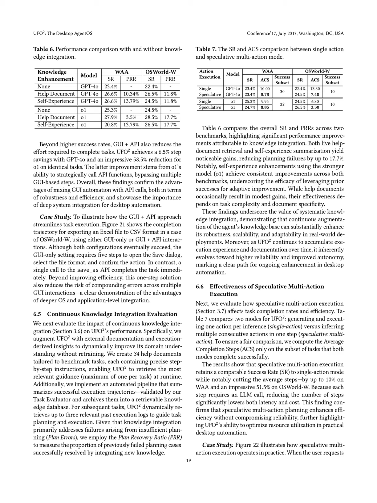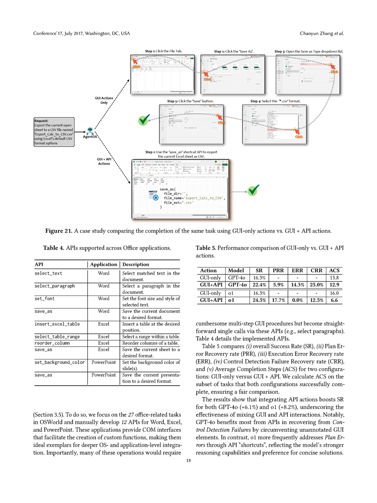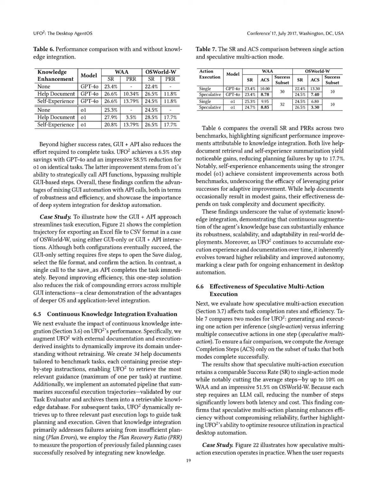The integration of hybrid CUA-API actions improved completion rates by over 8%, while speculative multi-action execution reduced inference costs by up to 51.5%, enhancing overall efficiency. Additionally, the continuous knowledge integration from external documentation and execution logs contributed to a 17.7% reduction in planning failures, showcasing UFO2's ability to adapt and improve over time. These results underscore UFO2's robust system-level integration and architectural design as key drivers of its superior performance in desktop automation tasks.